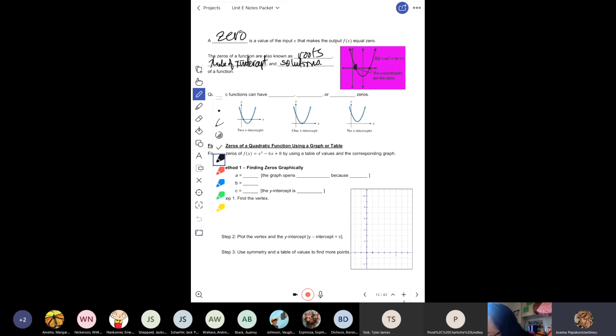So what are these x values? Because if I were to substitute in these x values into the function, I'd get y equals 0. So they are my x values of my x-intercepts. They are my roots, they are my solutions, they are my zeros.